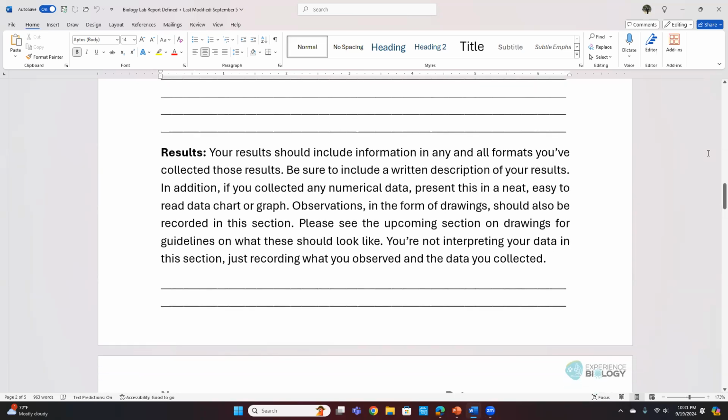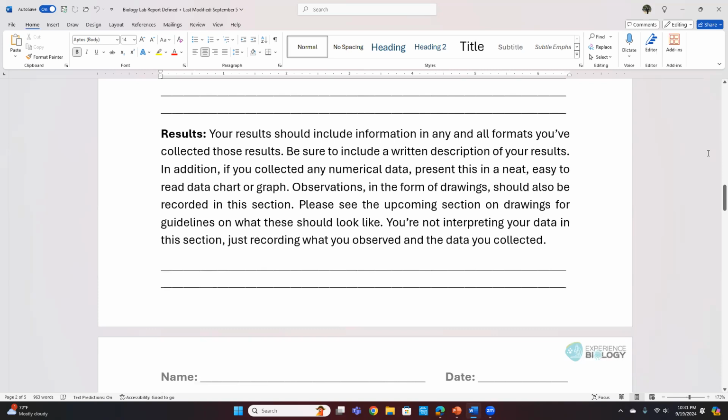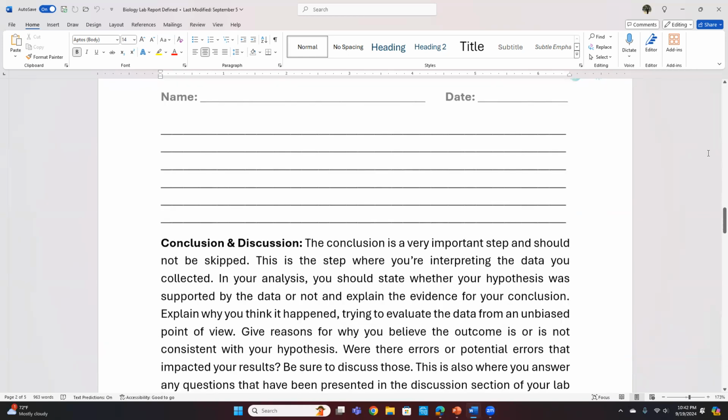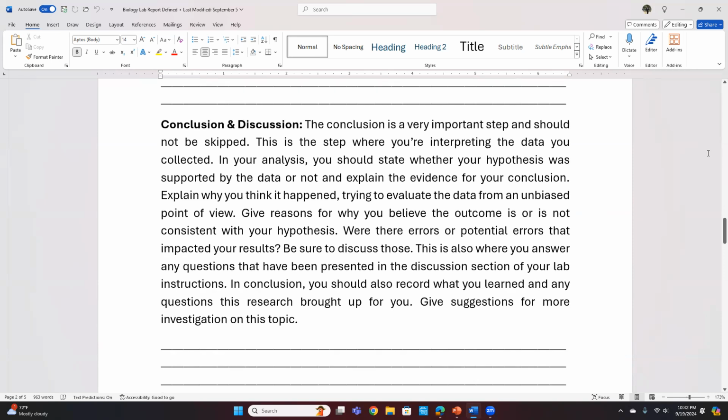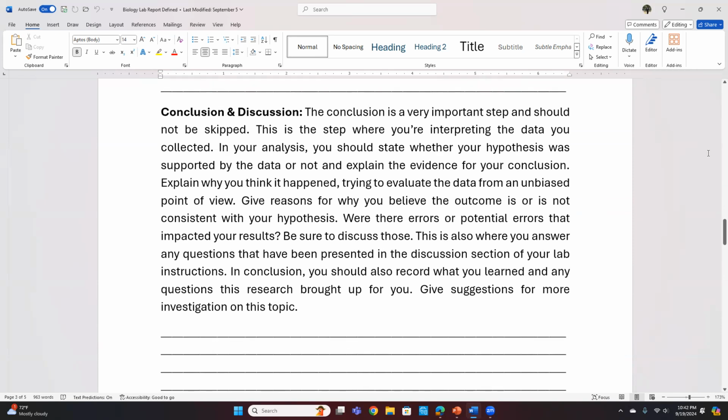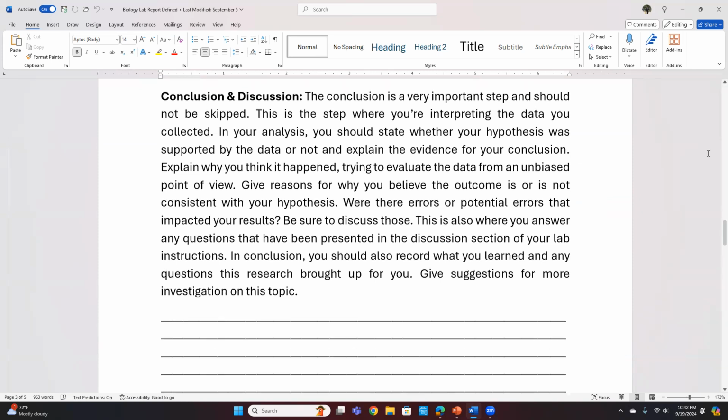Now, results should include any information or observations, any drawings. Since this was an observation, I would expect you to have some really good pictures that you have drawn of what you observed. The conclusion and discussion will just be that you were able to learn how to properly use and handle a microscope, how to properly view pre-prepared slides, and how to successfully make a dry mount and wet mount slide for viewing.